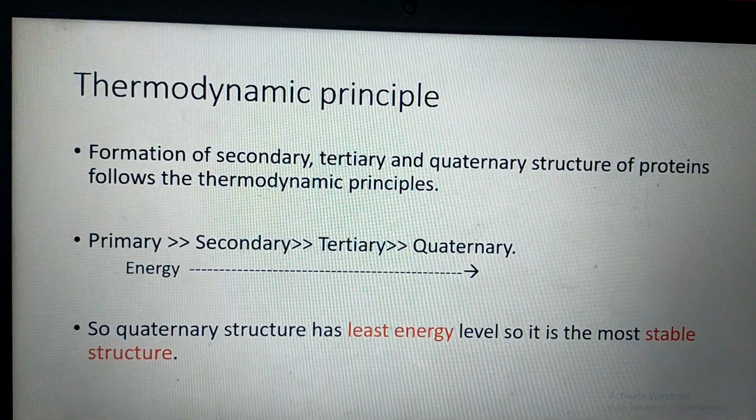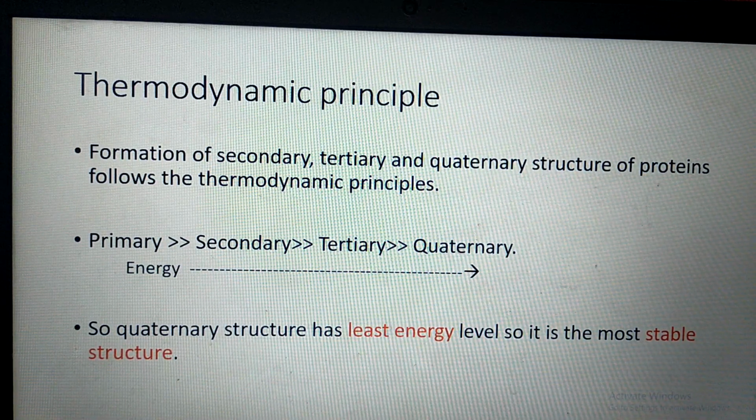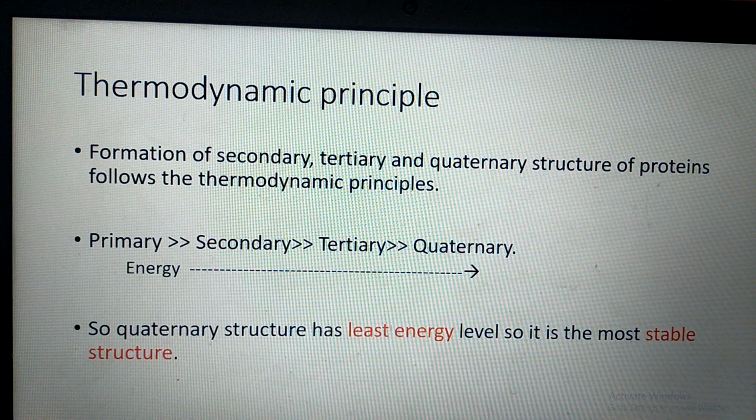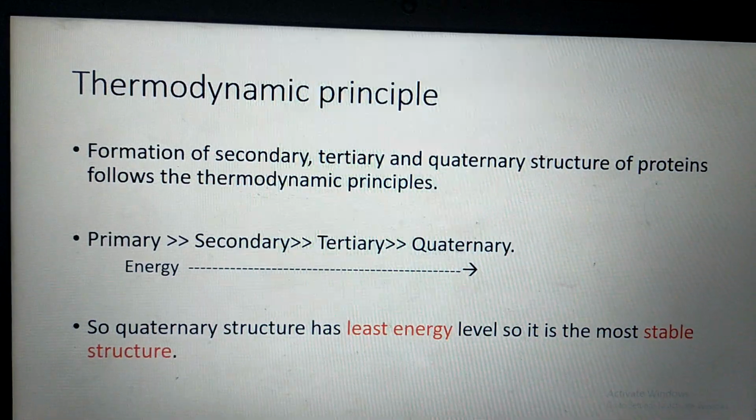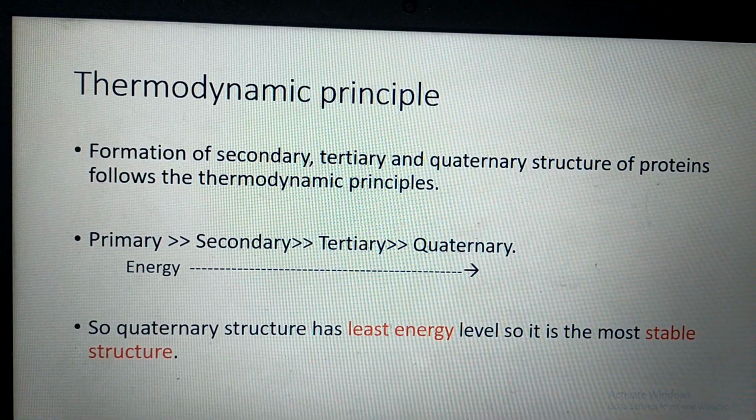Now, when we study the thermodynamics and stability of various structures of protein, it was found that formation of secondary, tertiary and quaternary structure of protein follows thermodynamic principle. Energy content decreases from primary to quaternary structure of protein. Therefore, quaternary structure of protein has least energy and is the most stable structure of proteins. So this is about the various structures of proteins.